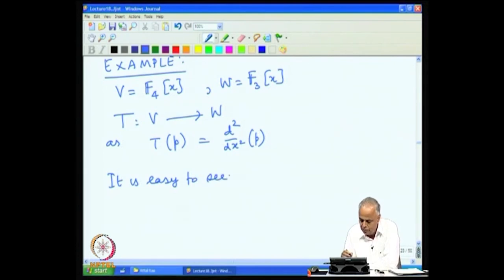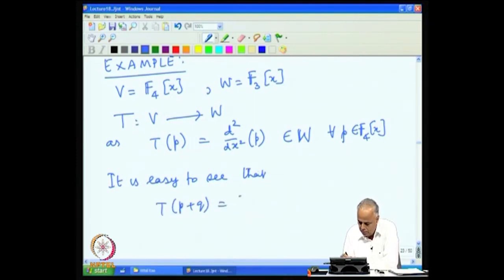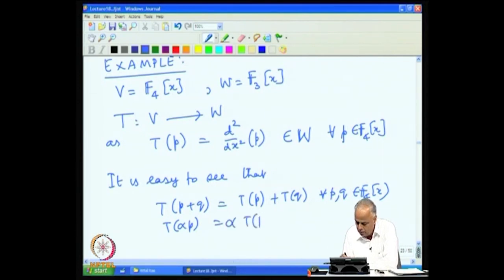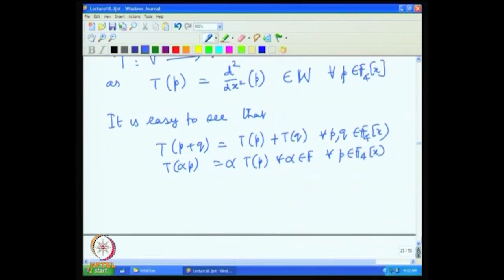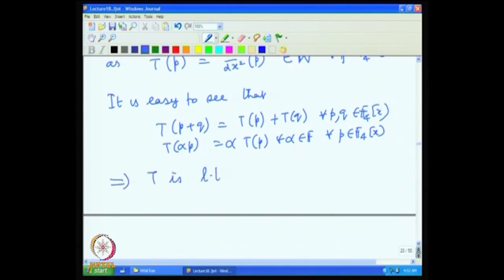Now, first of all, you see that if you take a polynomial of degree less than or equal to 4 and you differentiate it twice, it will be a polynomial of degree less than or equal to 2. And since W contains all polynomials of degree less than or equal to 3, all this will belong to W for every P in F_4[x]. So, therefore, it will be a mapping from V to W. Now, it is easy to see that T of P plus Q is T of P plus T of Q for every P, Q in F_4[x] and T of alpha P is alpha T of P for every alpha in F and for every P in F_4[x]. And therefore, T is a linear transformation from F_4[x] to F_3[x].